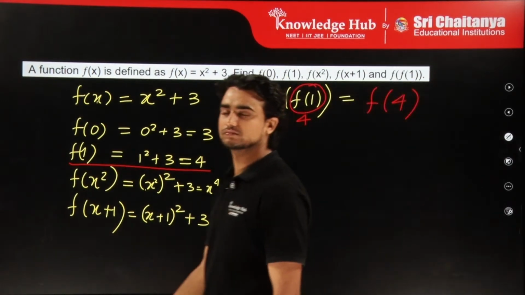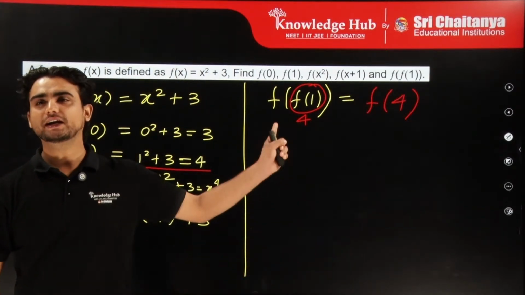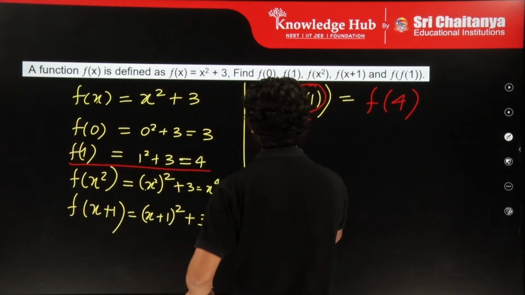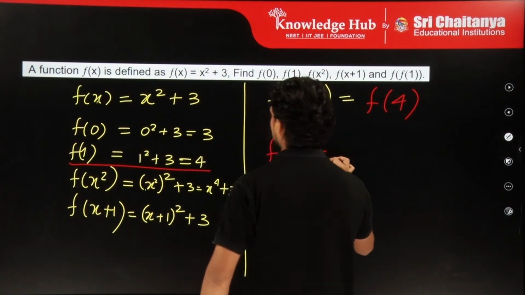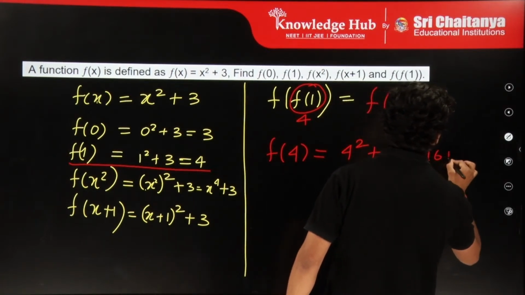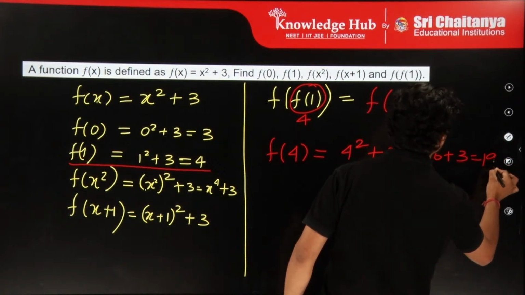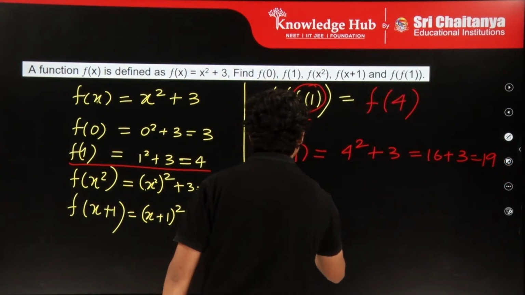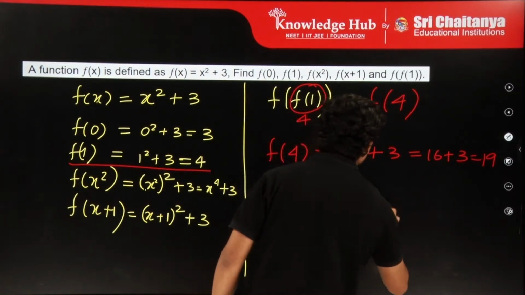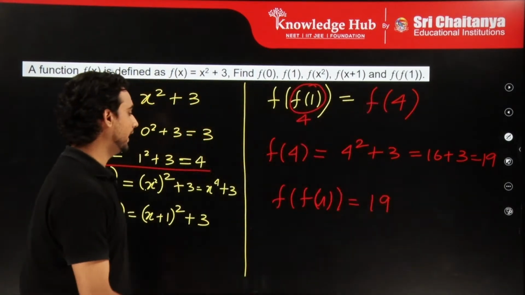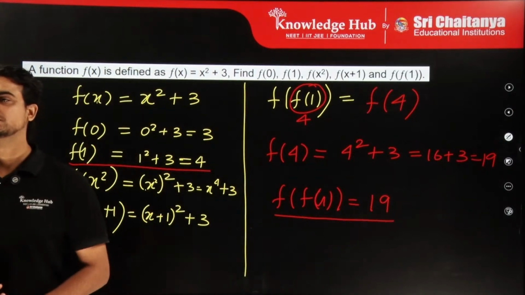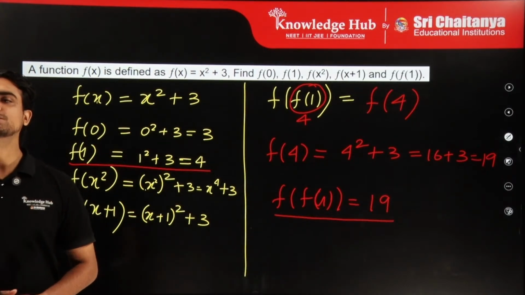So I want to find f of 4, right? And to find f of 4, I'll just substitute x equals 4. So f of 4 is equal to 4 square plus 3, that is 16 plus 3 is equal to 19. So the answer is 19. I hope this is clear to you, how you can solve function of a function. Okay, so let's move forward now.